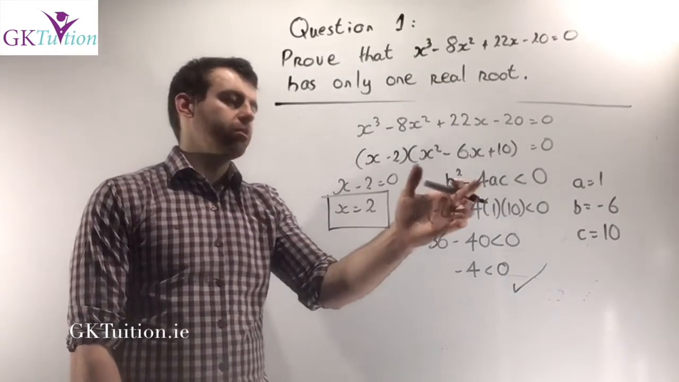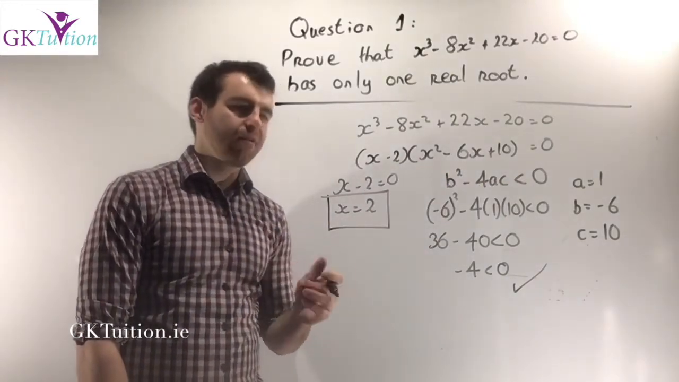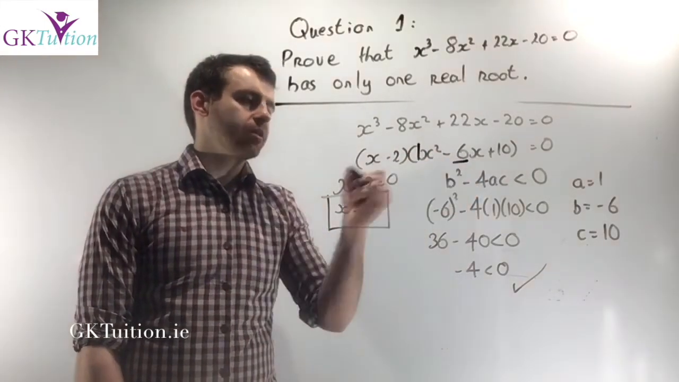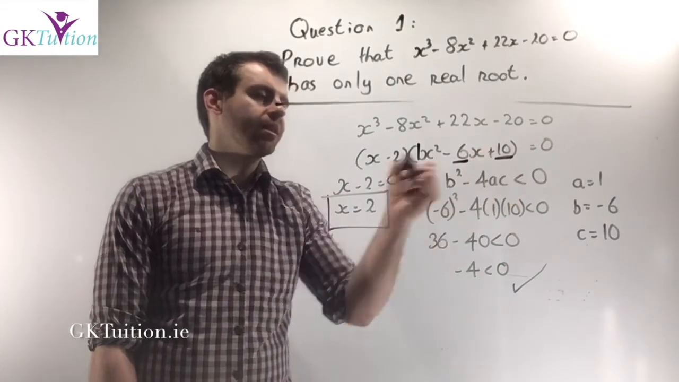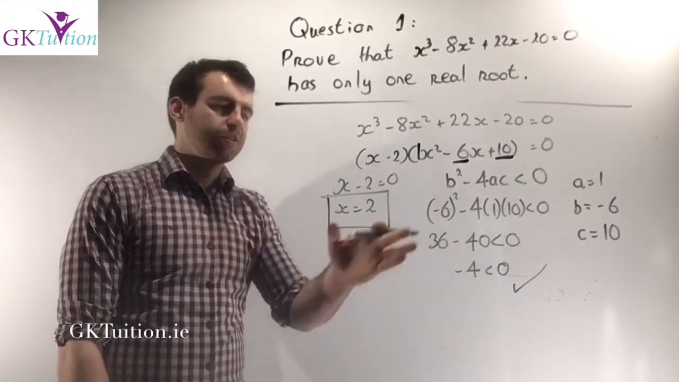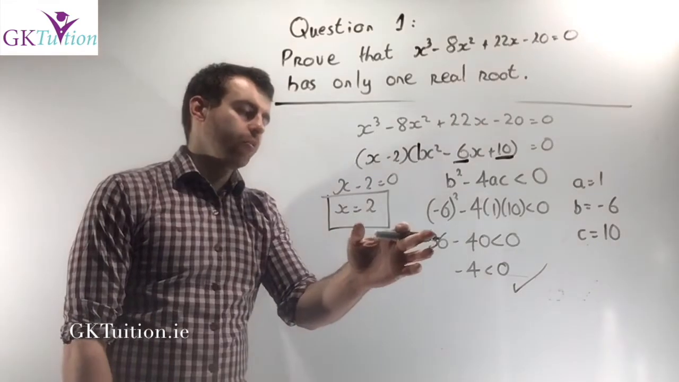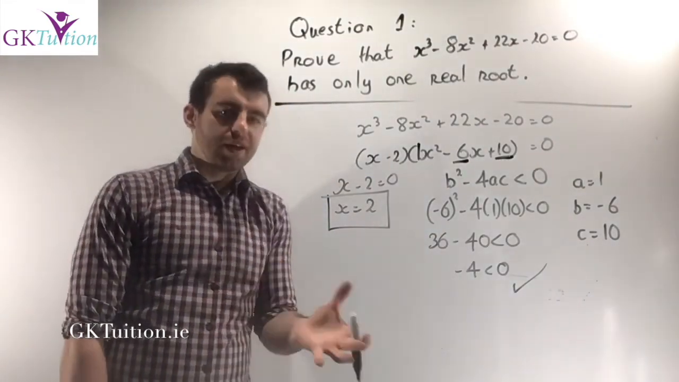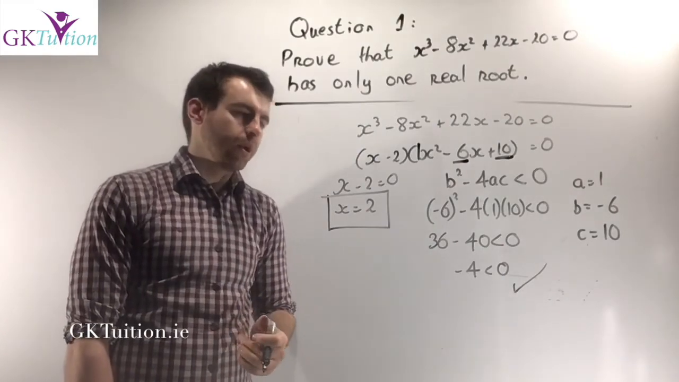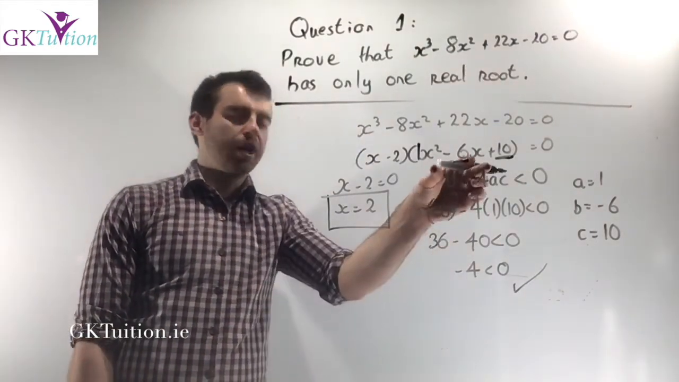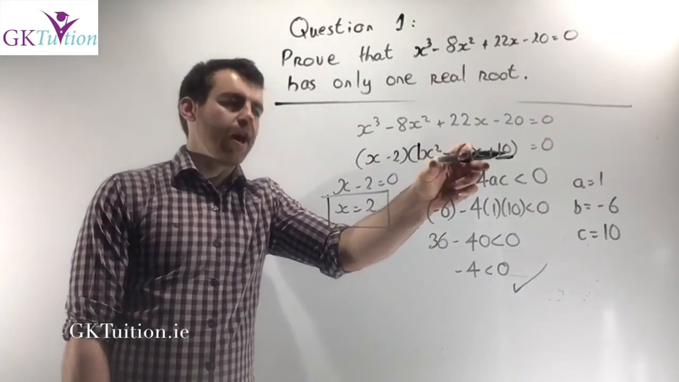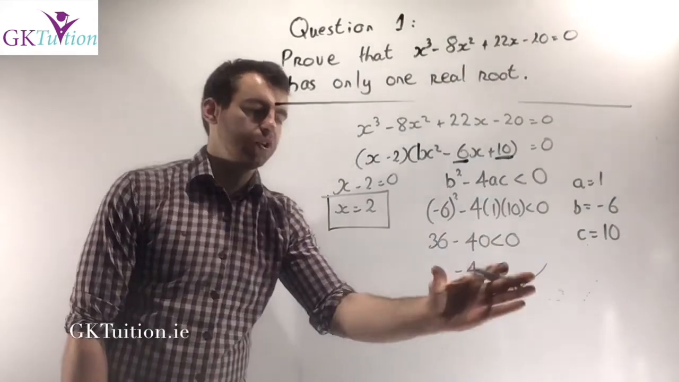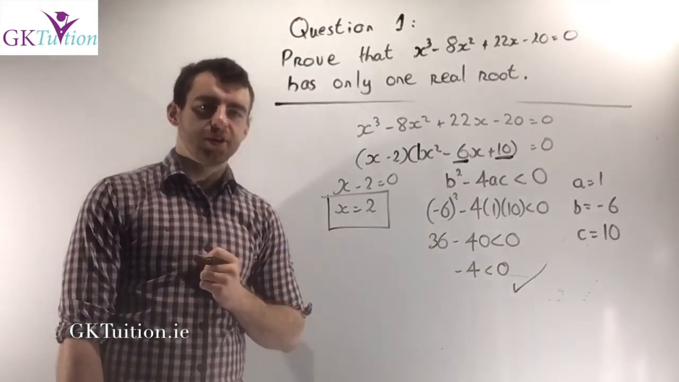The discriminant is b squared minus 4ac. In this scenario, a is the coefficient of x squared, which is 1, b is the number in front of x, which is minus 6, and c is the constant at the end, which is 10. So if I simply sub into the discriminant, I end up with 36 minus 40, which gives me minus 4, which is less than 0. Clearly that is true, minus 4 is a negative number, so I can conclude that this quadratic has no real roots. Ultimately the whole thing shows that the cubic has one real root and two imaginary roots, and that's what I was trying to prove.